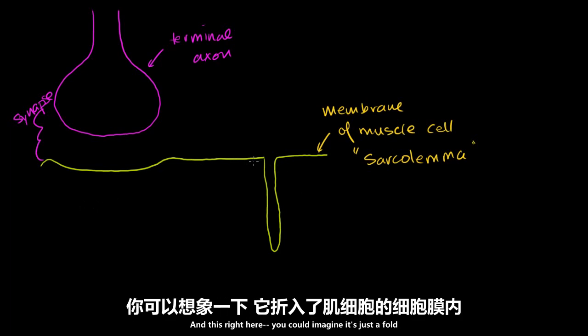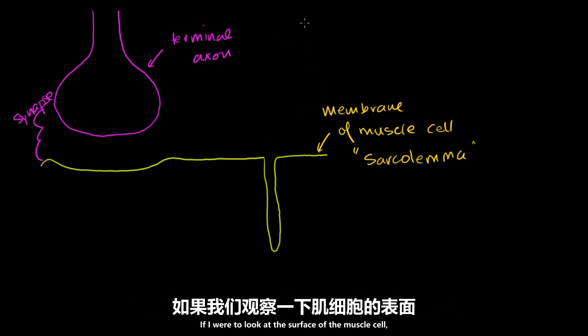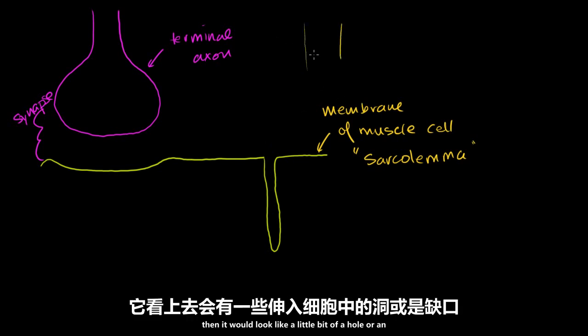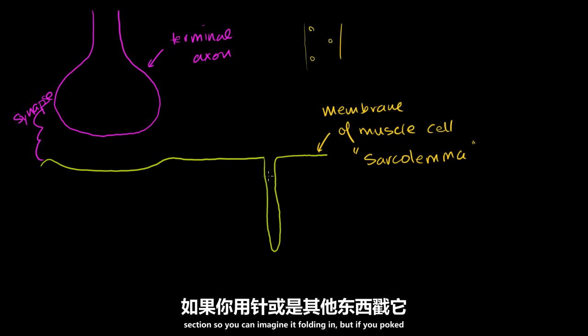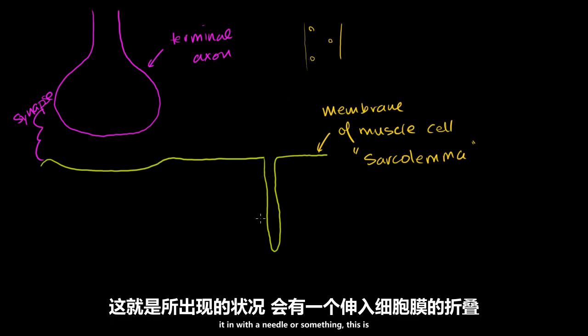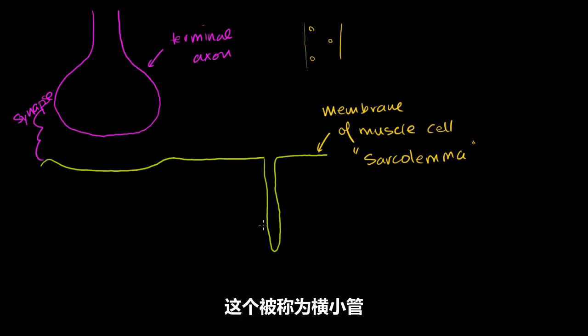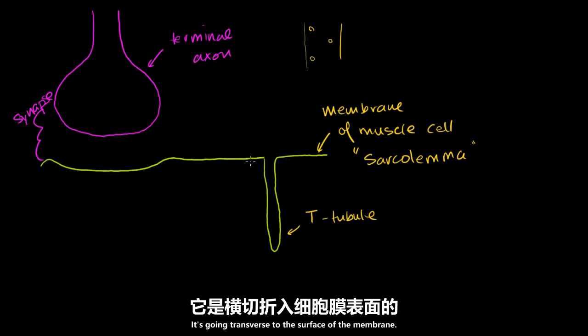And this right here, you can imagine it's just a fold into the membrane of the muscle cell. If I were to look at the surface of the muscle cell, then it would look like a little bit of a hole or an indentation that goes into the cell. But here we did a cross section, so you can imagine it folding in. It's like if you poked it in with a needle or something, this is what you would get. You would get a fold in the membrane. And this right here is called a T-tubule. Good to get our terminology out of the way. And the T just stands for transverse. It's going transverse to the surface of the membrane.